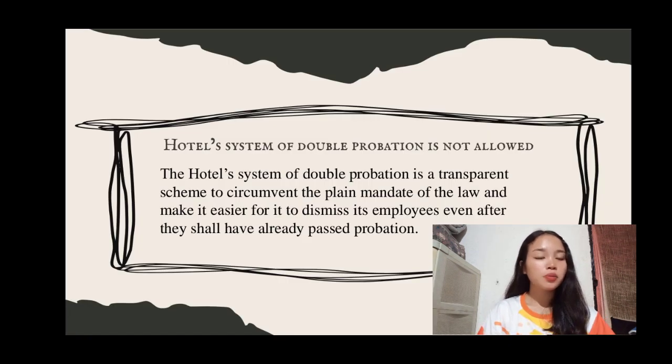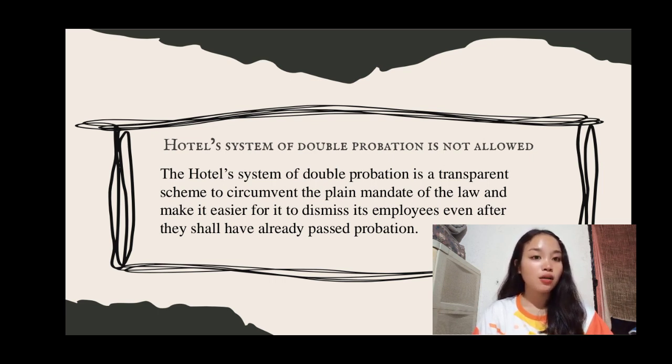The hotel system of double probation is not allowed. The hotel system of double probation is a transparent scheme to circumvent the plain mandate of the law and make it easier for it to dismiss its employees even after they shall have already passed probation.